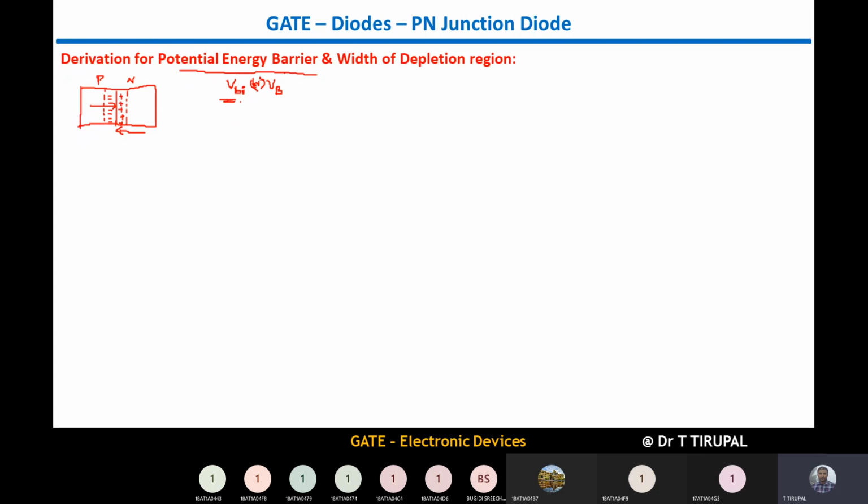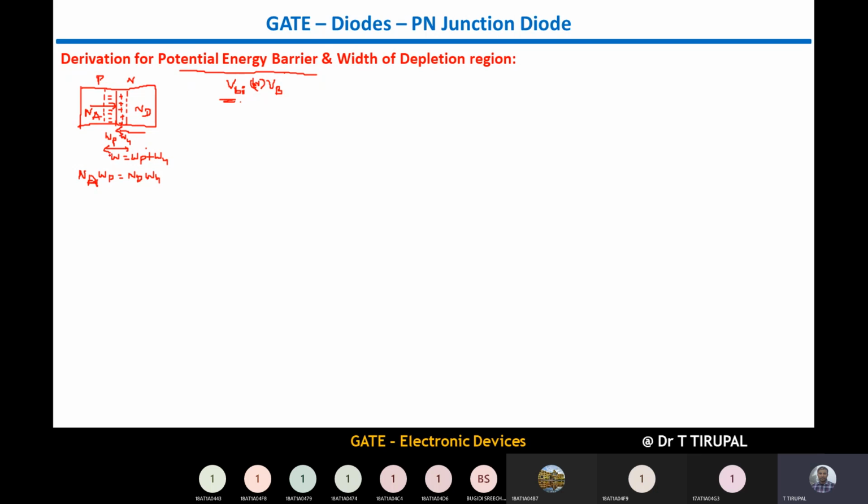Now here, as we have already studied, there is acceptor concentration here and donor concentration here. The width of this depletion region towards the P side is WP, towards the N side is WN, and the total width is W, where W is equal to WP plus WN. And we have derived one formula in the last slide, that NA into WP is equal to ND into WN.